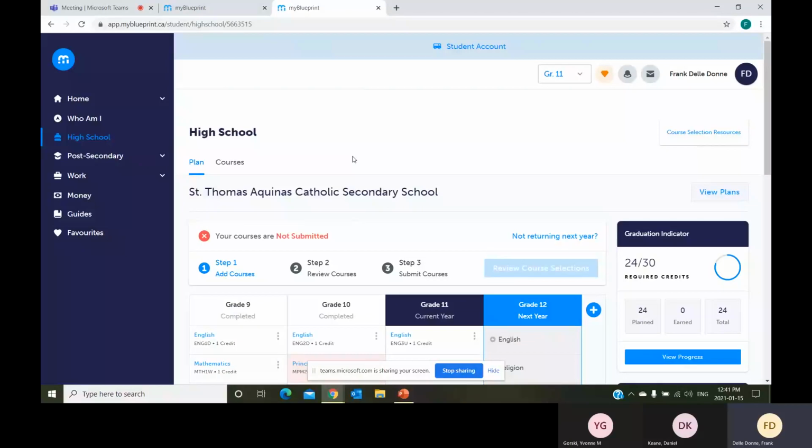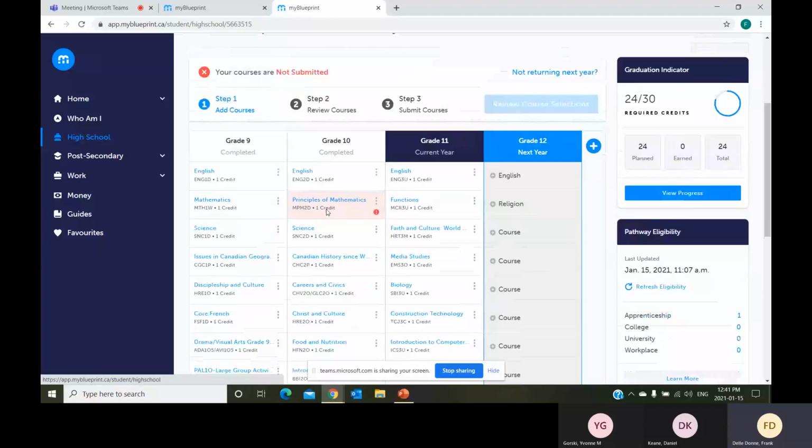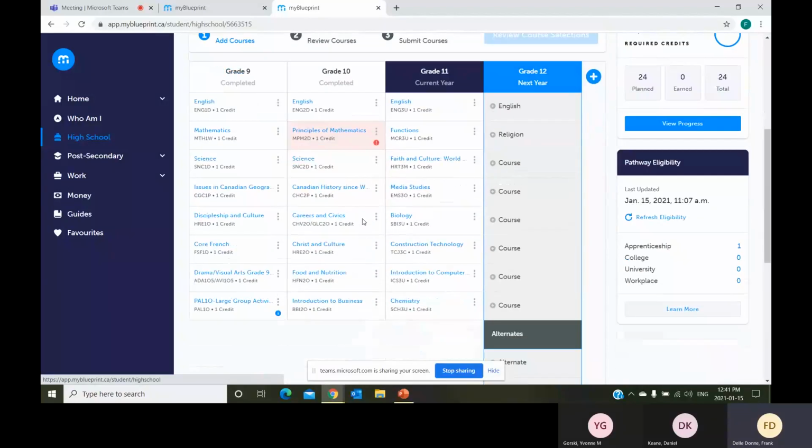So in order to choose your courses, as Mr. Keene said, you will go to My Blueprint. On the left-hand side, you will see the high school tab. When you click the high school tab, it'll bring up your course planner. We've loaded a sample timetable from a student who would be in grade 11 right now, and we'll look at filling up some courses for next year.